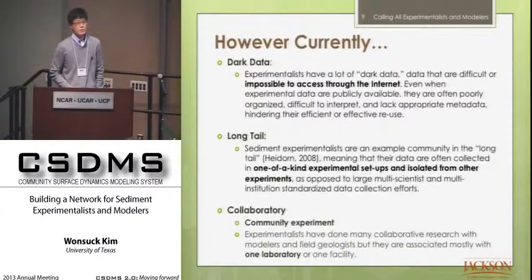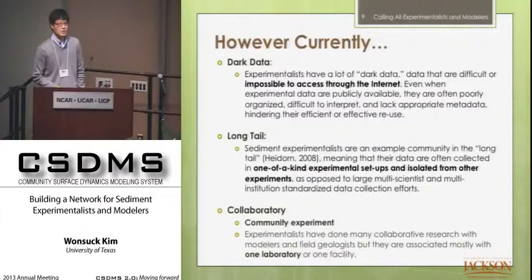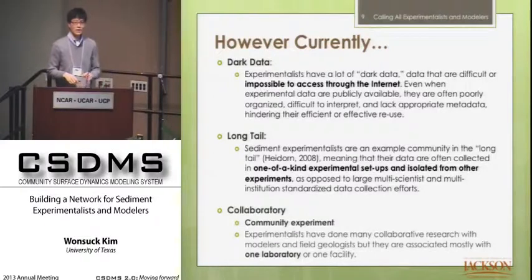However, currently, experimentalists generate dark data, long tail data. And we like to work alone quite a bit. What is dark data? Experimentalists create a lot of dark data that is impossible to access through the internet. Many of my data from my PhD and my postdoc are currently sitting on my external hard drive. It's not connected to the internet. Is there a central resource I can put it on? If it is easy. If someone can help me, that's the key.